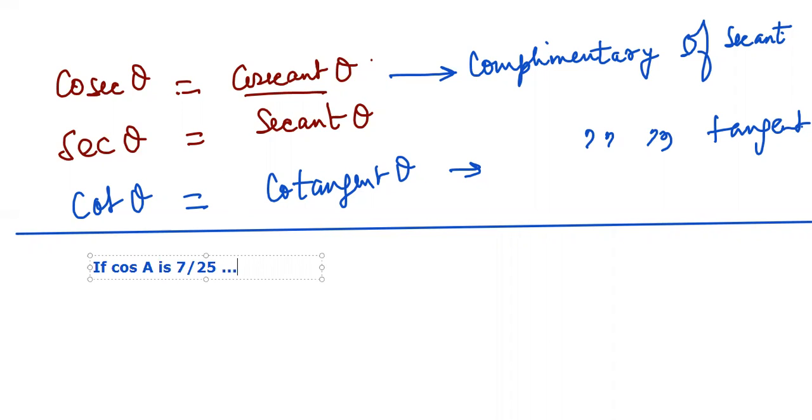Find the other trigonometric ratios. Okay. So if cos A is 7 by 25, find the other trigonometric ratios.